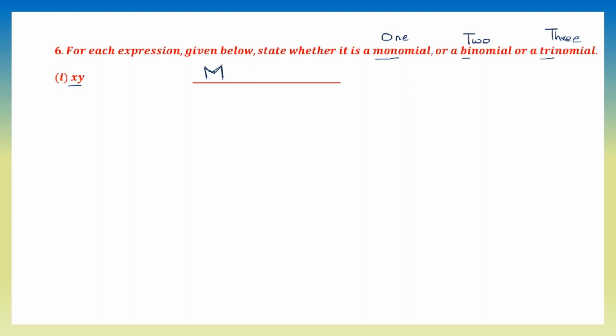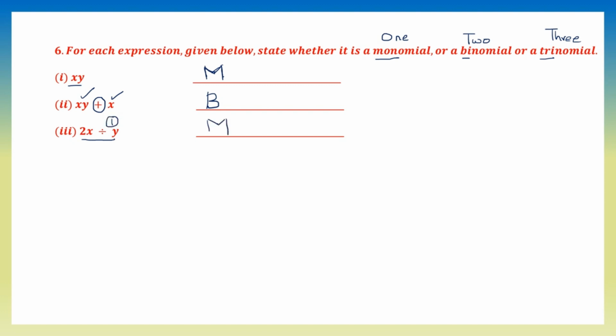It's a monomial. Next one, now if it is separated by a plus or a minus sign only, can you separate them into different terms? So here there is 1 plus 1. There are two terms, so it's a binomial. Next one, this is a division sign, so you cannot separate them into two terms. So this whole thing is just one single term. So this is a monomial. Minus a is by itself. There's only one term, so it's a monomial.